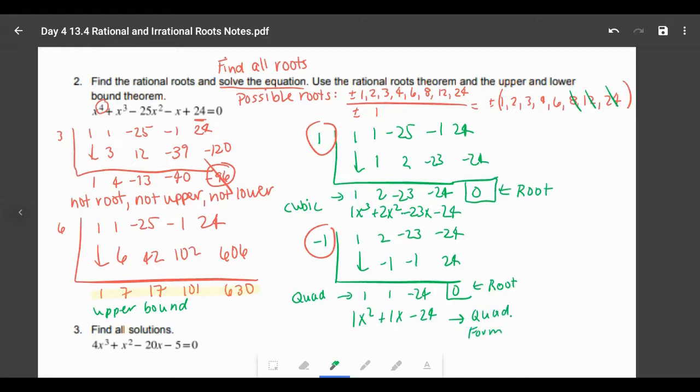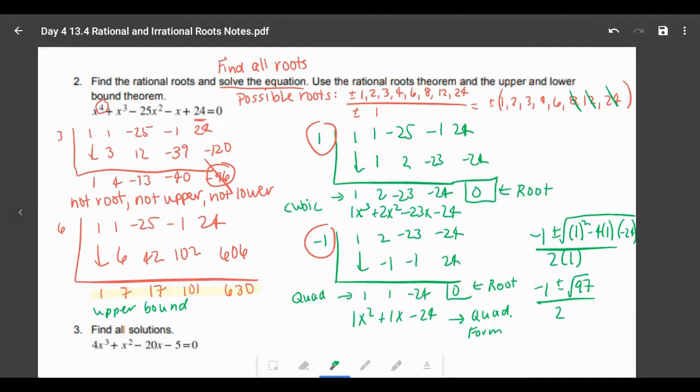And if you don't remember that, it's the opposite of b, plus or minus the square root of b squared minus 4ac all over 2a. All right, so that gives me -1 plus or minus the square root of 1 plus 96, which would give me the square root of 97 all over 2. Now, 97, you can't simplify the square root of 97, and you can't reduce anything.